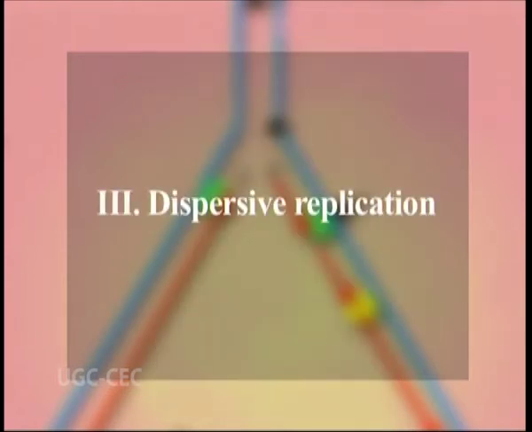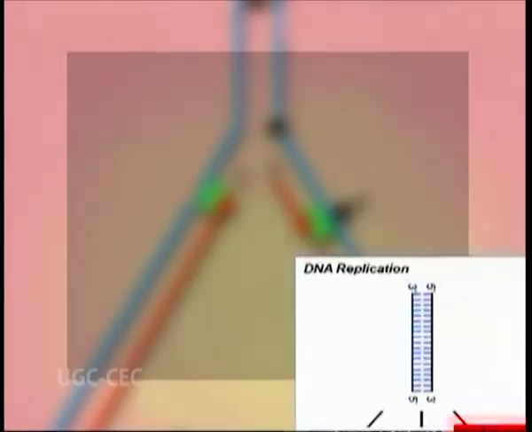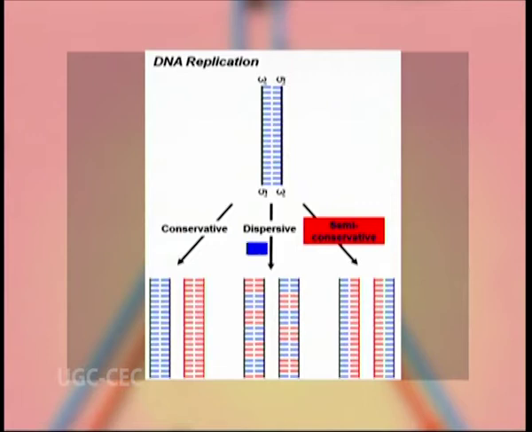Number 3, dispersive replication. Here the parental strands are dispersed into 2 new double helices following replication. Hence, each strand consists of both old and new DNA. This mode will involve cleavage of the parental strands during replication. It is the most complex of the 3 possibilities and is therefore considered to be the least likely to occur.